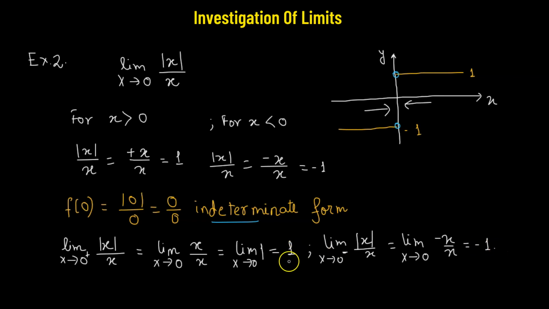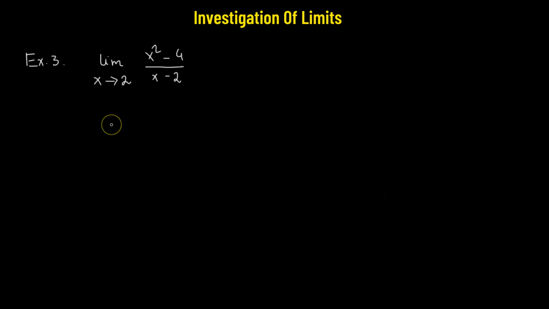Now clearly we see that these two limiting values are not equal. When we come from the right hand side, it has a value of positive 1. And when we come from the left hand side, it has a value of negative 1. So that means this particular limit is undefined at the origin. Let's move on to the next problem. Problem number 3. So here we have the function given by x squared minus 4 divided by x minus 2.